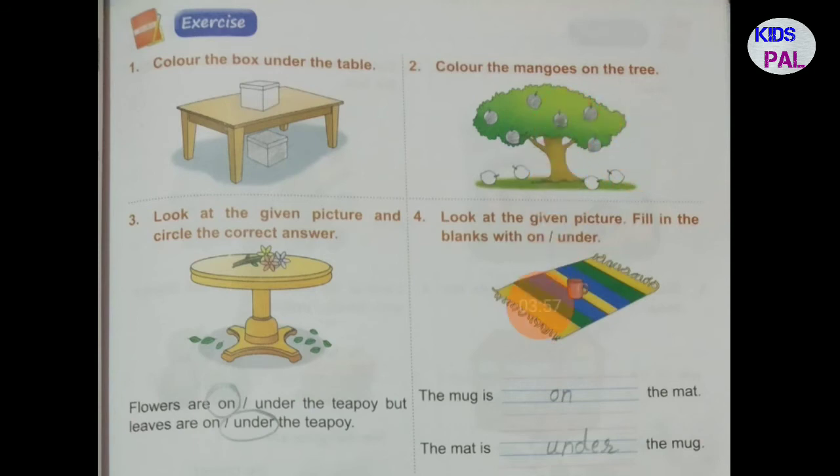Second exercise, color the mangoes on the tree. Here mangoes are there. See here mangoes on the trees as well as on the ground. So what is mentioned here? Color the mangoes on the trees. On means what? Above. So color only the mangoes which are there on the tree. How I have done here, see, with the pencil you color it.